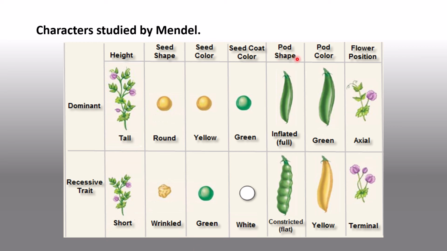The pod shape is another character or trait that was chosen by Mendel. The pod shape inflated or full without any constrictions was the dominant character, and the pod shape with constrictions, which is also called flat, is considered the recessive trait. And pod color, the color of the pod: green color was dominant and yellow color was recessive. And finally, flower position was another character chosen by Mendel. Axial position of flowers is the dominant trait, and the terminal position of flowers is a recessive trait.